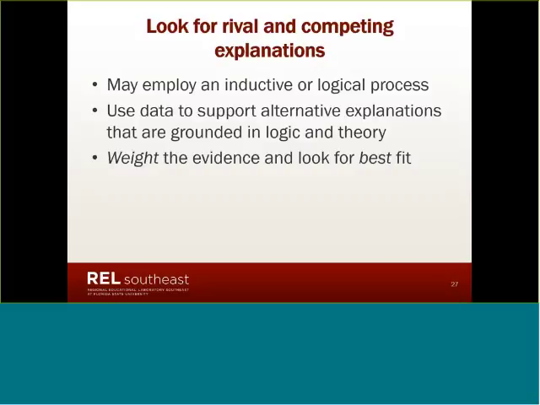So it's important to look for rival and competing explanations, that is, those cases that do not quite fit the dominant pattern. You may employ an inductive or logical process, but essentially the process involves looking for clues that lead in different directions and trying to sort out which direction makes the most sense given the data. Comparing alternative patterns will not typically lead to the clear-cut, yes, this is support versus no, there is no support kinds of conclusions. You're searching for the best fit, the preponderance of the evidence, so you're weighting the evidence.